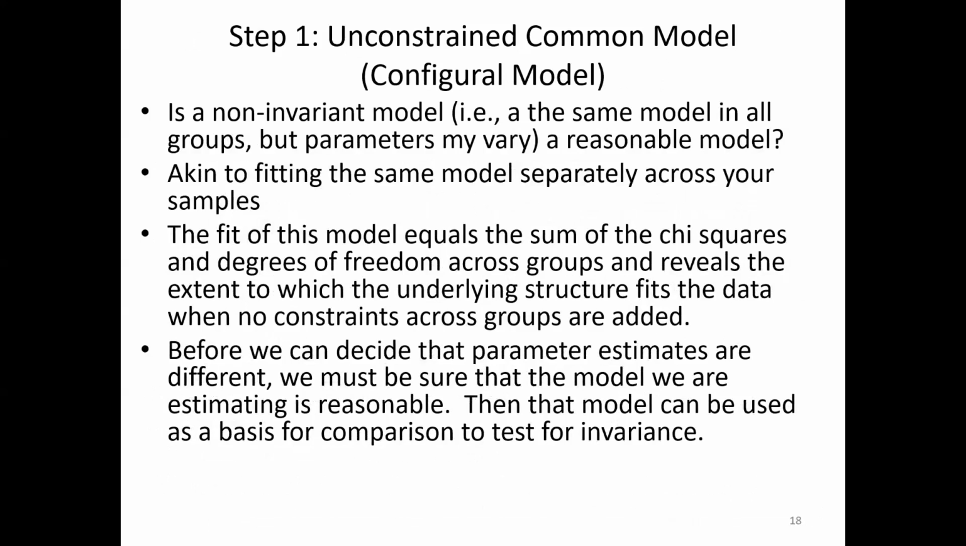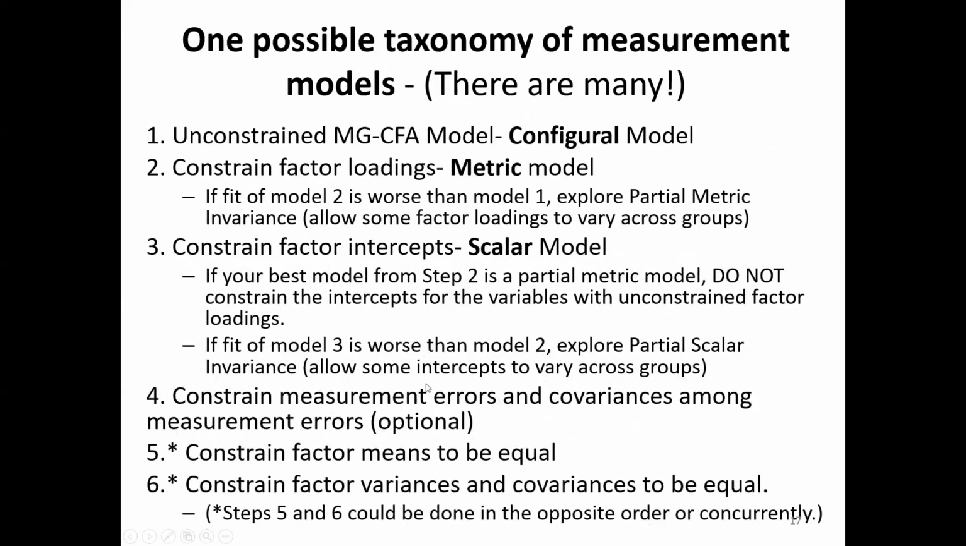Yeah, I mean, if you have a correlation between measurement errors, and that's part of your model, it would be there. You're just not constraining it. So what I'm saying is I normally would not do anything with covariances among measurement errors until step 4. And I do that along with constraining the variances of those errors to be equal.